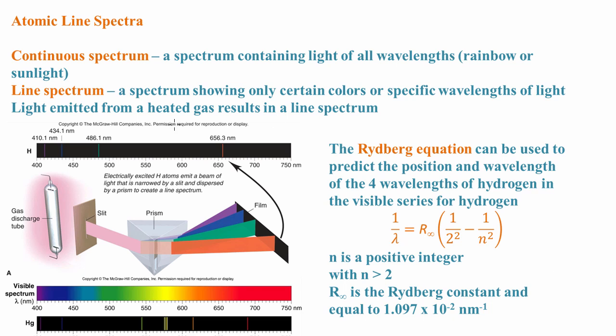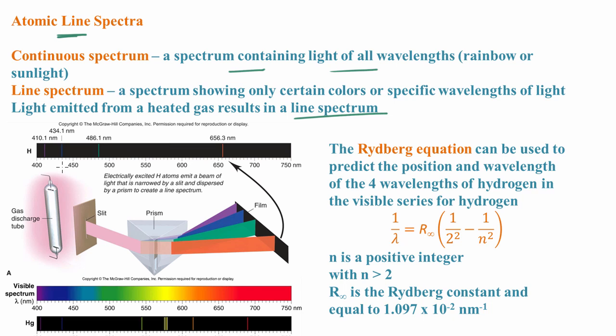And let's first define a continuous spectrum. This is a spectrum that contains light of all wavelengths. So a rainbow would be an example of that. A line spectrum, which is what we're talking about, shows only certain colors or specific wavelengths of light. Light emitted from a heated gas, let's say hydrogen gas, will result in a line spectrum.